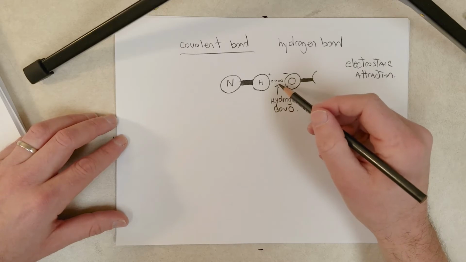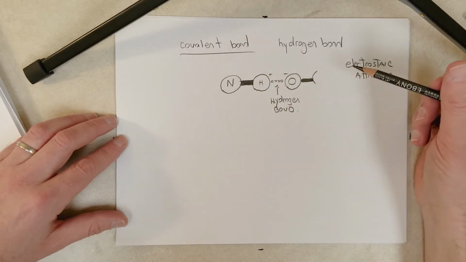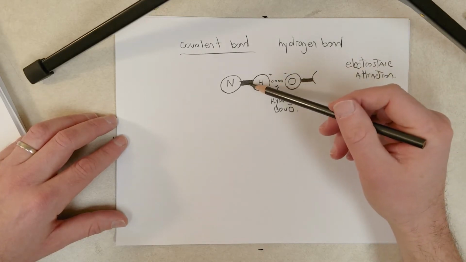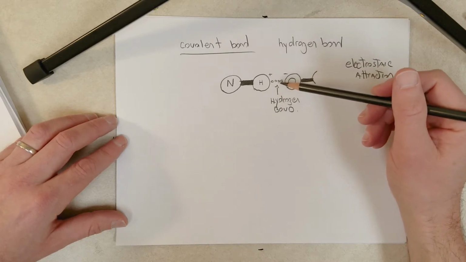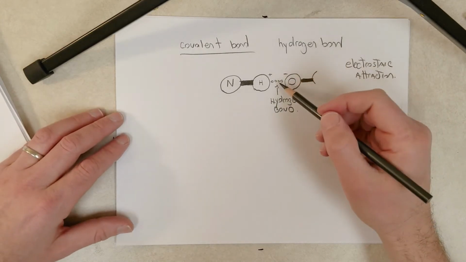Both types of bonds are important for nucleic acids. The covalent bonds are important for the structure of the nucleotide. The hydrogen bonds are important for the process that keeps the two strands of a double-stranded DNA molecule together.